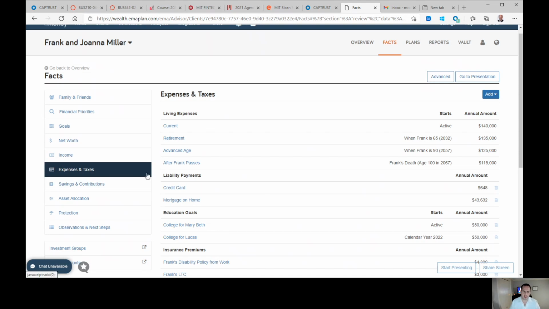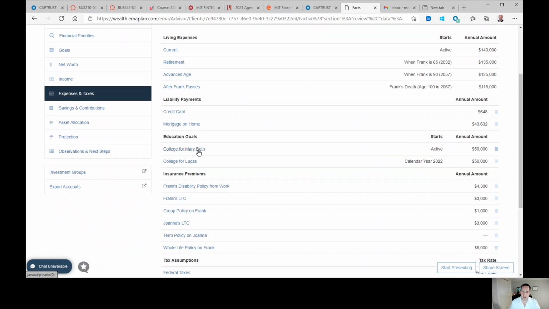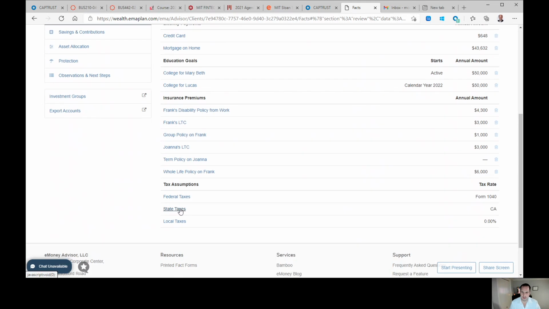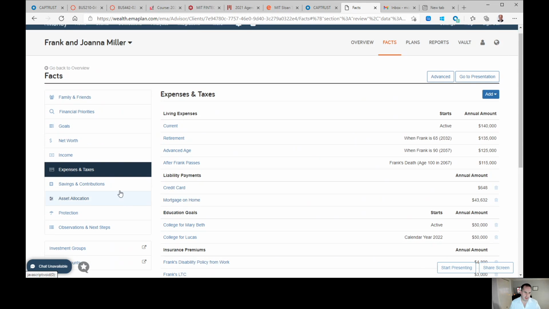This is a breakout of their expenses. So where we have the mortgage and the credit card on the other tab, it's annualizing what we would expect the payments would be for this year, including this year's college tuition for the kids, the insurance premiums. We noticed he had a bunch of insurance. I'm not a big insurance fan. We also can set the state taxes, or if there's local taxes, and then federal taxes are already built in.